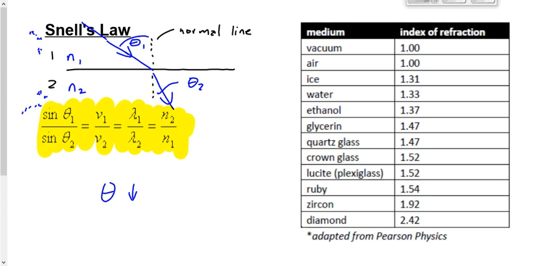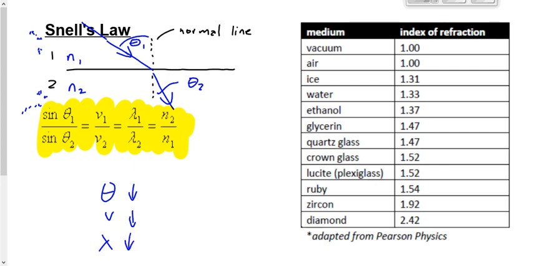In fact, theta is going down because V goes down, right? V isn't going down because of theta. Theta is going down because of V. But it's a similar relationship. If the speed decreases, theta decreases. What about lambda? What about the wavelength? As the speed goes down when we go from medium 1 to medium 2, theta decreases as well. What about lambda? It's going to decrease as well.